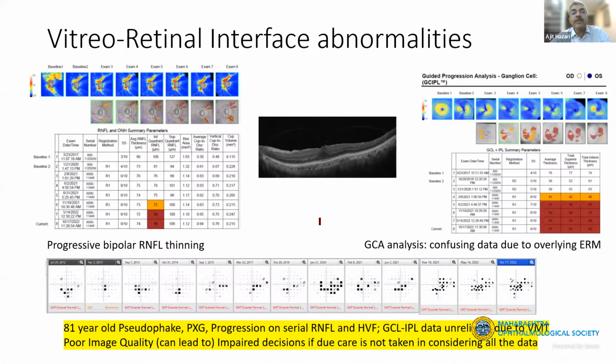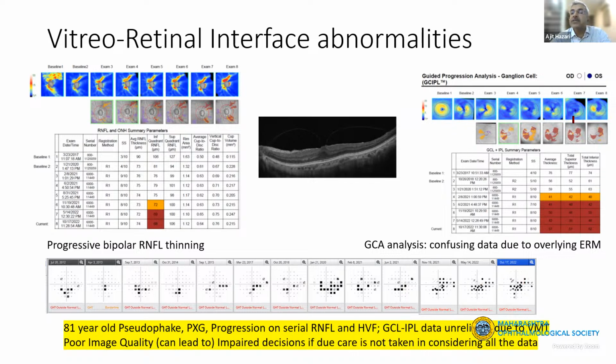Here's an example of a vitreoretinal interface abnormality. This is in an 81-year-old pseudophakic with pseudo-exfoliation glaucoma, and there's progression seen on the RNFL scans over the last 4 or 5 years. And also on the perimetry, on the 24-2, you can see a progressively increasing field effect.